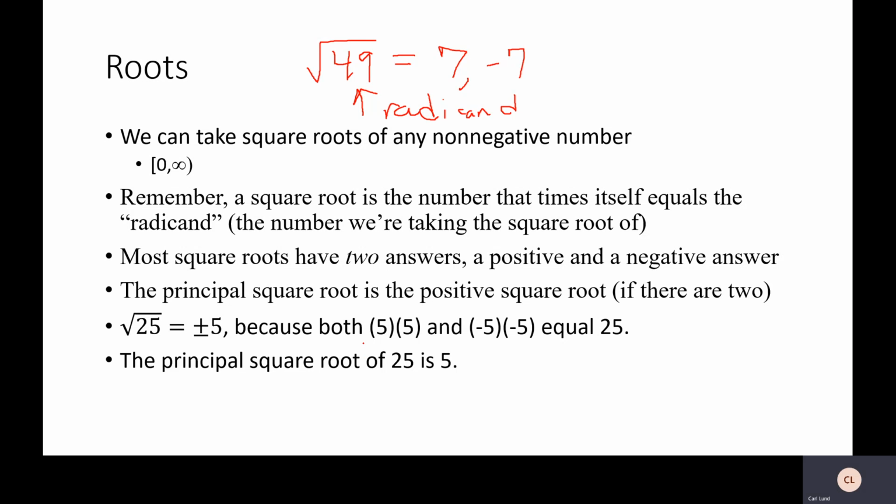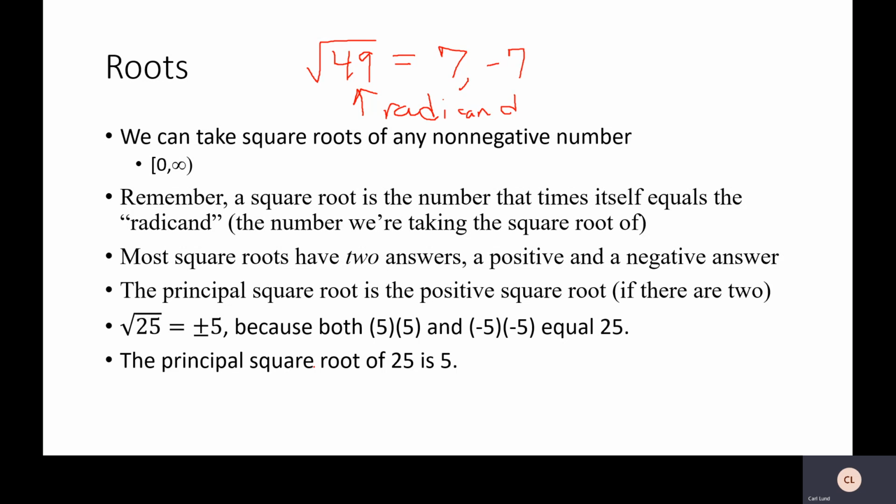It's a fun little fact. And again, most square roots have two answers, a positive and a negative answer, because 7 times 7 is 49, but -7 times -7 is also 49. In those cases, when we talk about the principal square root, which here means the main square root, we're talking about the positive square root. So technically, the square root of 25, we often write it like this, plus or minus 5, because both 5 times 5 and -5 times -5 equal 25. But the principal square root of 25 is 5. In this class, unless you're ever told otherwise, we are only interested in the principal square roots of things.